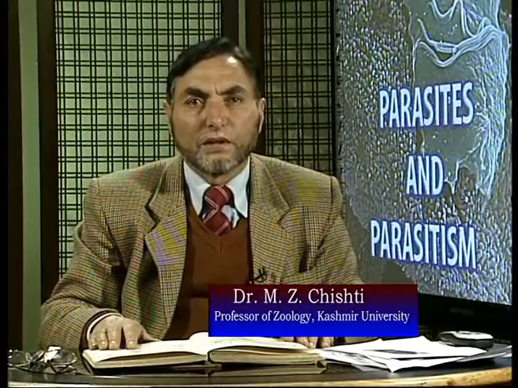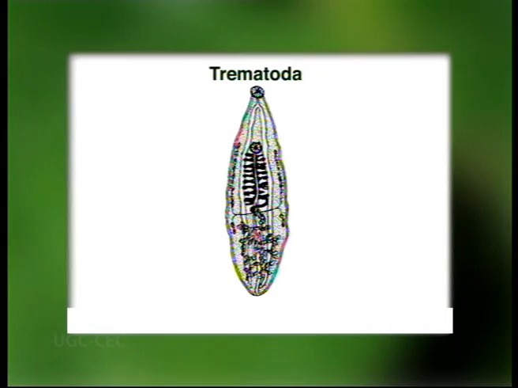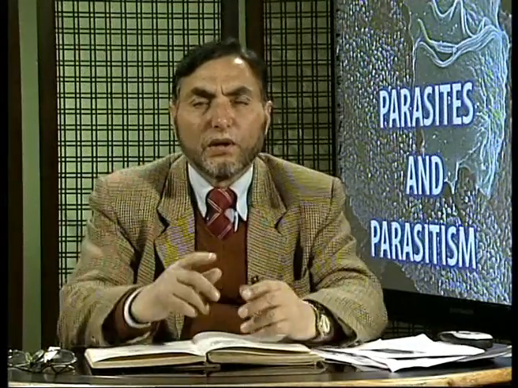So, under Platyhelminthes, we have different classes like Trematoda and Cestoda, wherein we find these two are the flatworms. The Trematoda are leaf-like and small, while the Cestoda are segmented and large. In Trematoda, we have two subclasses, monogenia and digenia.